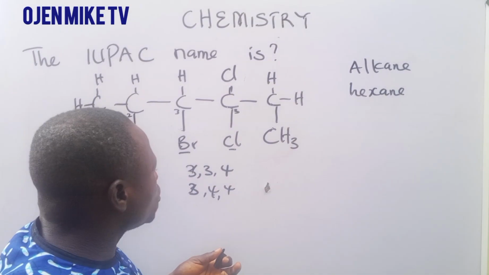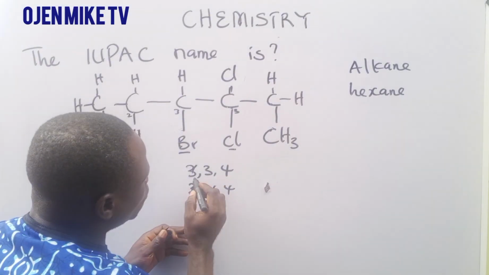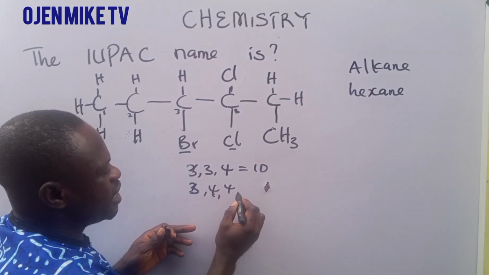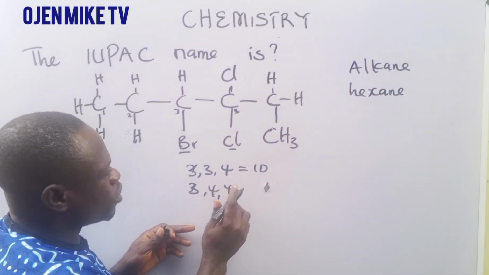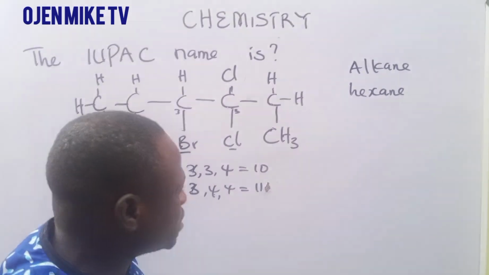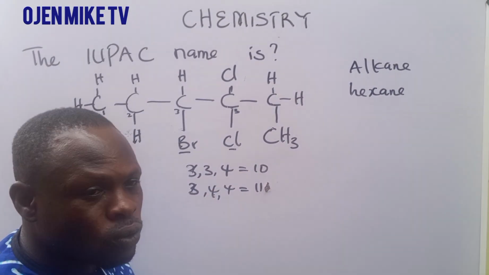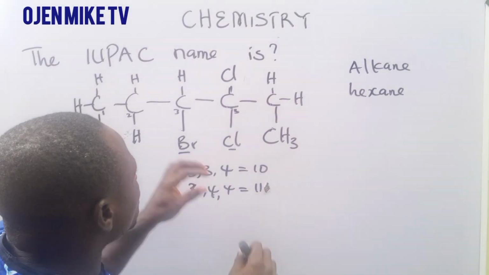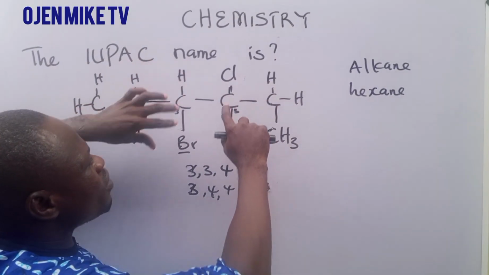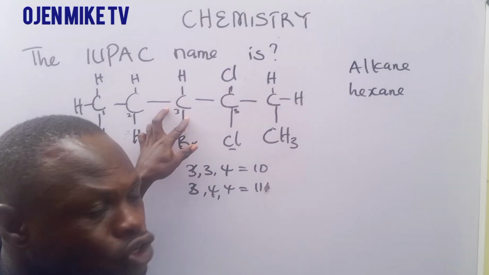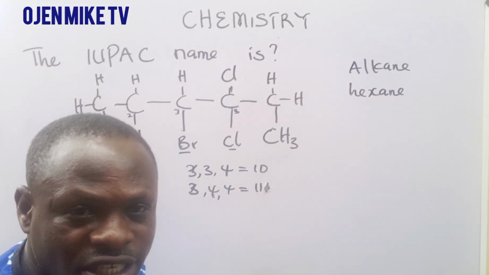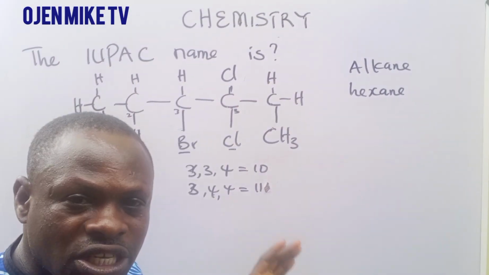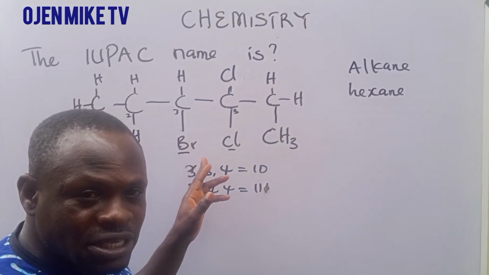Or the simplest way, if you get confused, you add them up. 3 plus 3 gives 6, plus 4 gives 10. And here 3 plus 4 gives 7, plus 4 gives 11. Which one is the lowest? You discover that 10 is the lowest. So we are going to start our counting from this side. The essence is that both chlorine and bromine attach to the same carbon atom if you start counting from both sides. Is that understood? When you are given this kind of situation, that is what you are going to do. Don't consider alphabetical order.